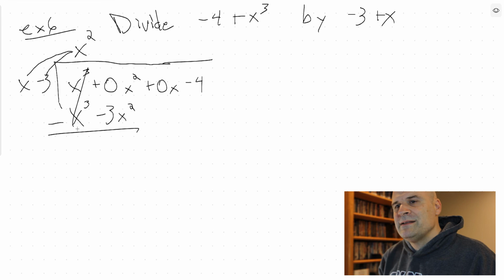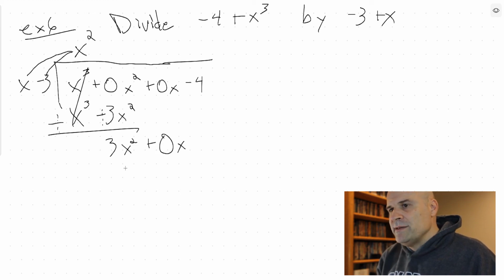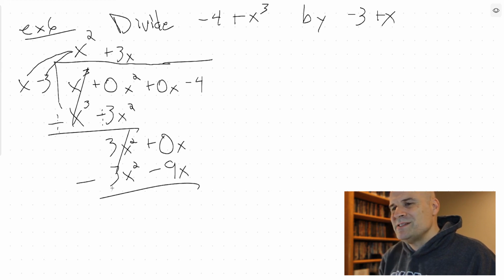Subtract, don't worry about that. Just chicken scratch this. Boom, boom. So you get 3x squared plus 0x, bring down the next one. Now divide, just take away another x. 3x, multiply, distribute, 3x times x is 3x squared. 3x times -3 is -9x. Chicken scratch, just this one. So 0 plus 9 is just 9x. Bring down the next term.